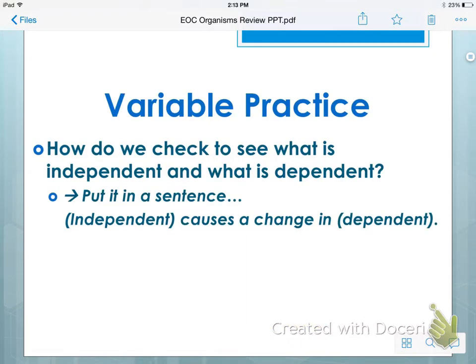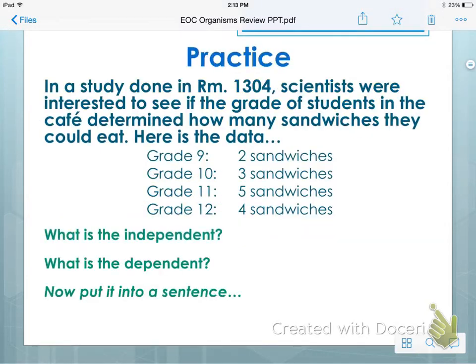All right, so how do we check to see what is the independent and what is the dependent? You put it in a sentence. So independent causes a change in dependent. So here we go. In a study done in room 1304, scientists were interested to see if the grade of students in the cafe determined how many sandwiches they could eat. Here's the data. So what's the independent?